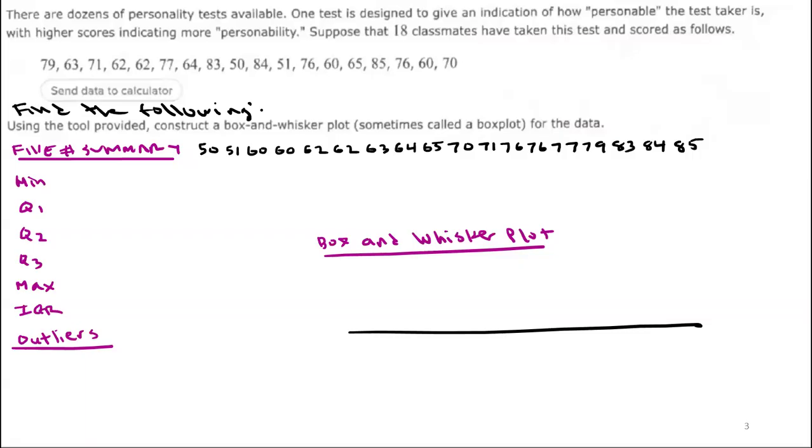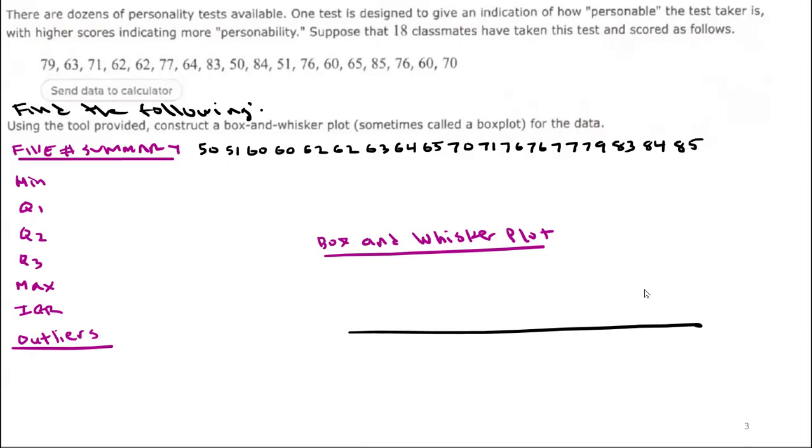All right. So this problem says there are dozens of personality tests available. One test is designed to give an indication of how personable the test taker is, with higher scores indicating more personability. Suppose that 18 classmates have taken this test and scored as follows. We need to find the following: a five number summary, the IQR, the outliers, and then we have to do a box and whisker plot.